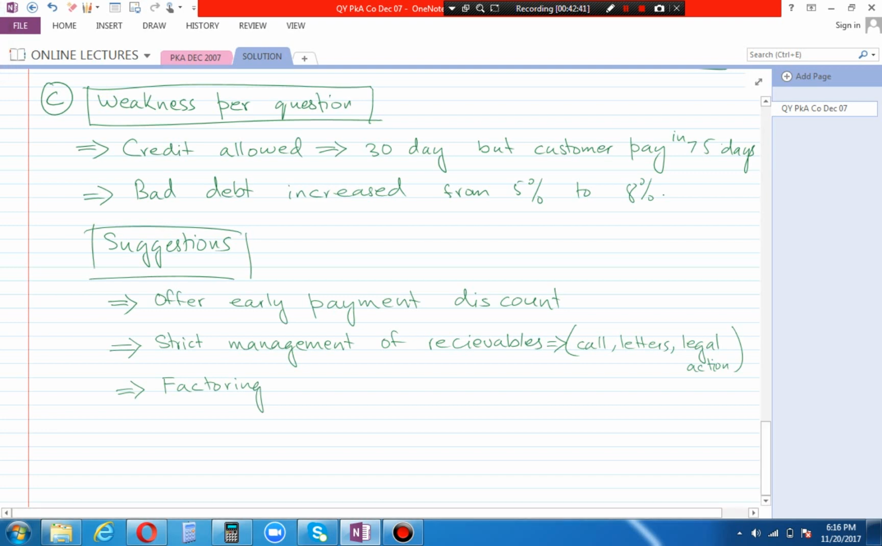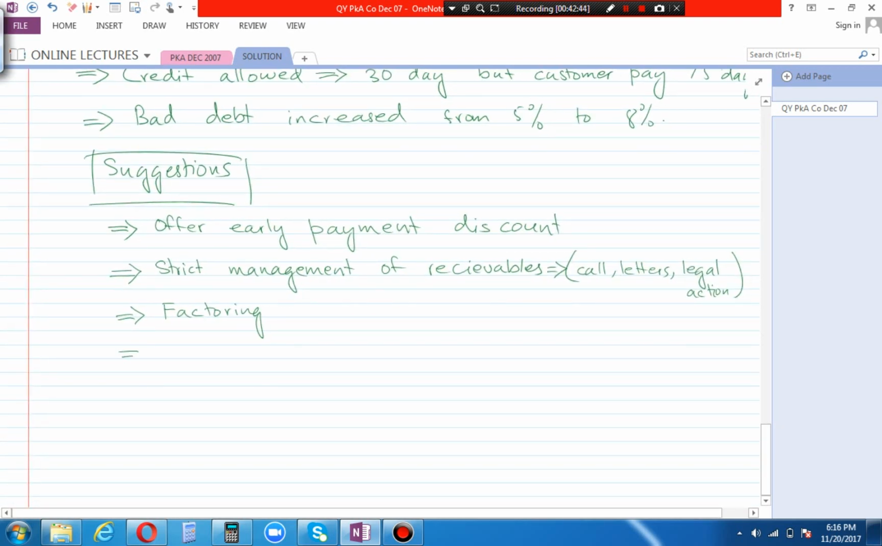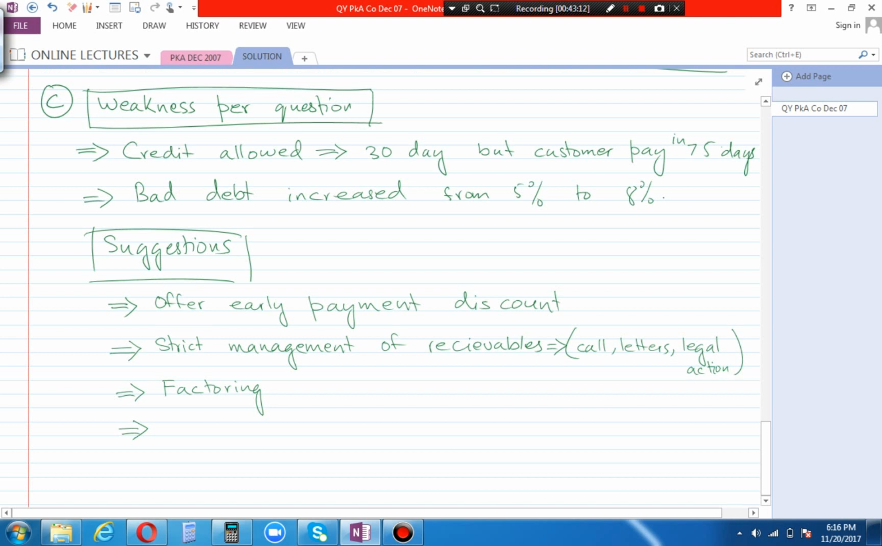And maybe before selling anything next time, you should check the creditworthiness. Right? Maybe you should start charging interest on overdue debt, right? So you can write as many things as you want, right? So start checking creditworthiness, or start charging interest, or many other things that you can write. But make sure, again, the question is for 7 marks. Maybe you can write 5 to 7 paragraphs, not more than that, right?